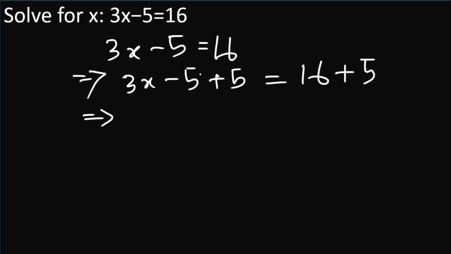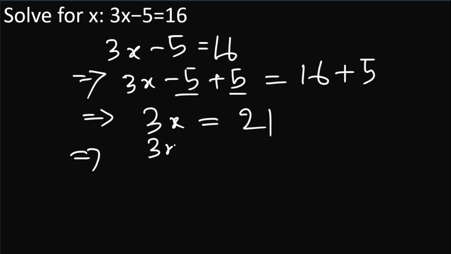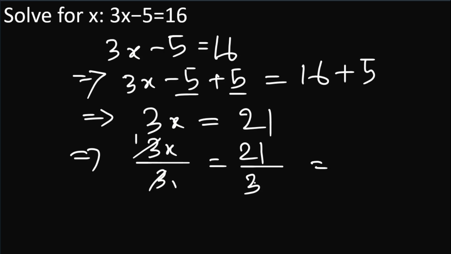Now negative 5 and positive 5 will be 0. So here 3x will remain, and 16 plus 5 equals 21. We need to divide 3x by 3, and also divide 21 by 3. 3 times 7 equals 21, so we get x equals 7.